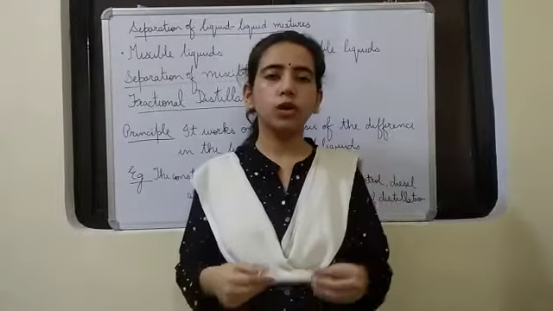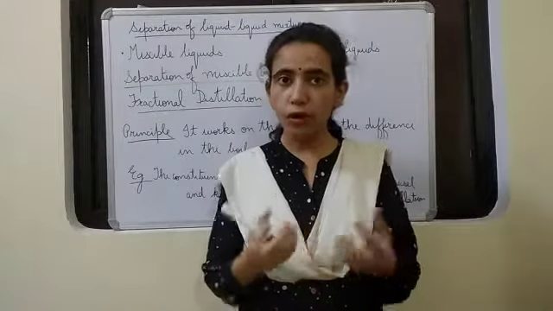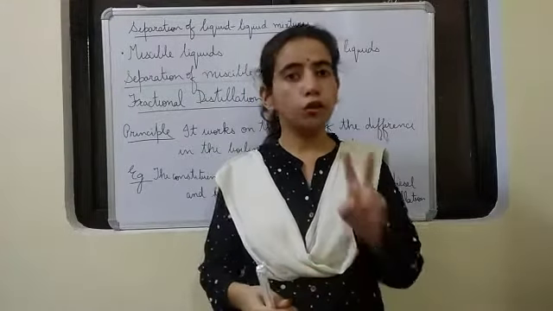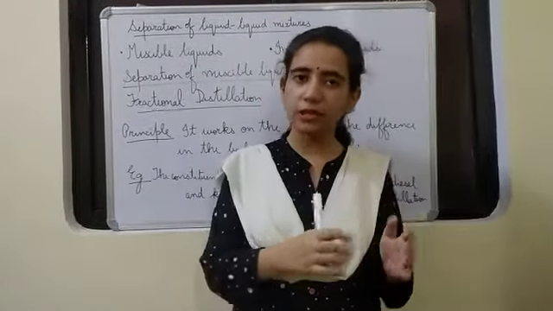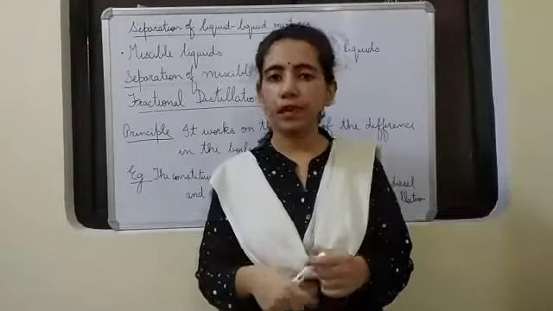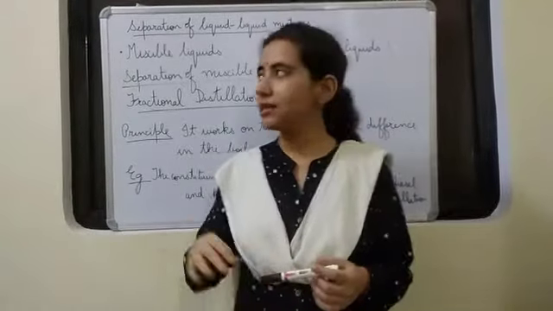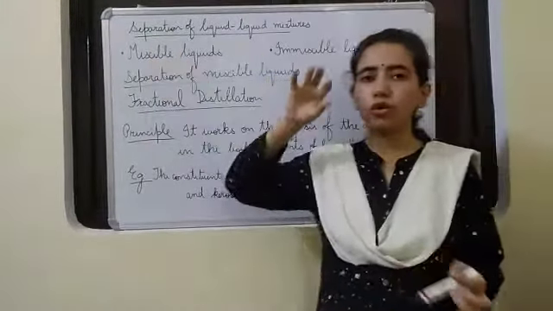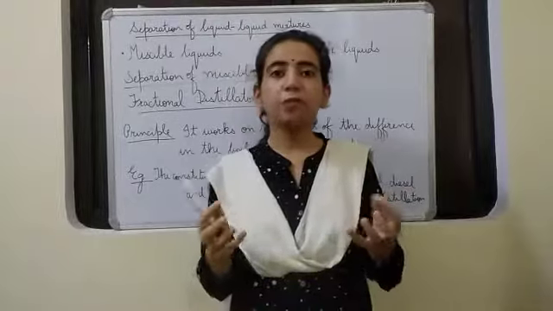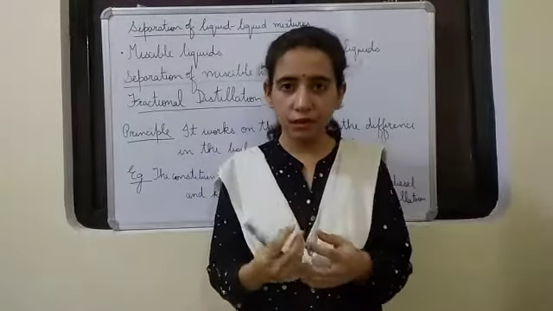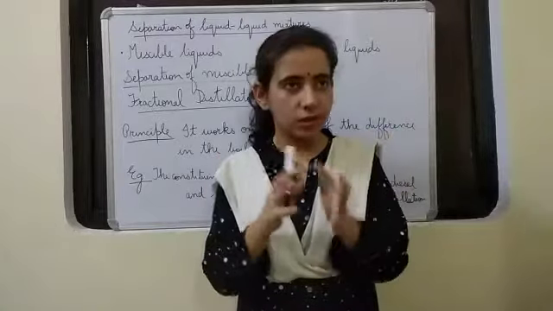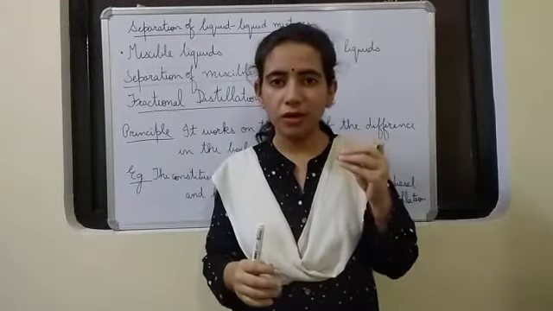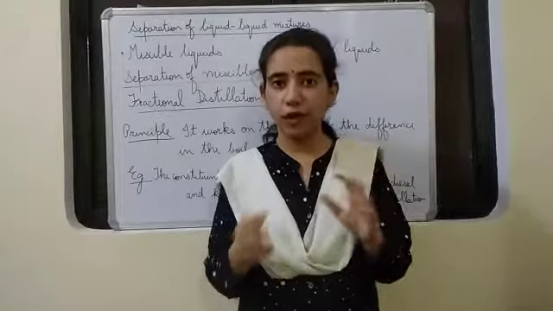But before that we should understand how many types of liquid-liquid mixtures there are. There are two types of liquid-liquid mixtures. One is miscible liquids and the second one is immiscible liquids. Miscible liquids, as the name suggests, are miscible. That means they can be mixed into each other thoroughly, and we cannot see separate layers of the different liquids.